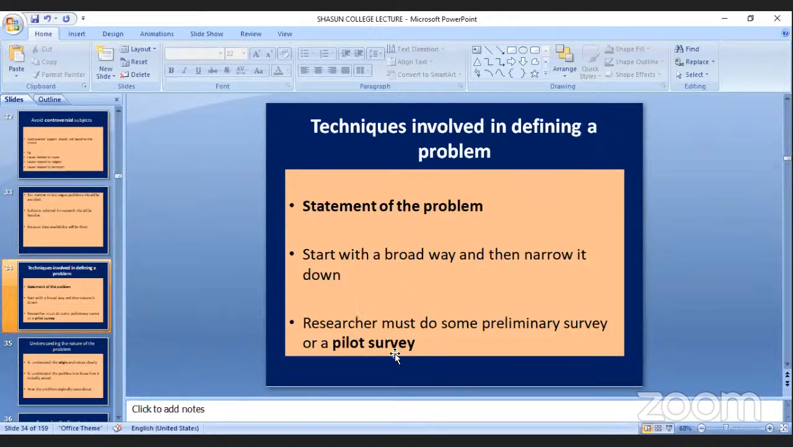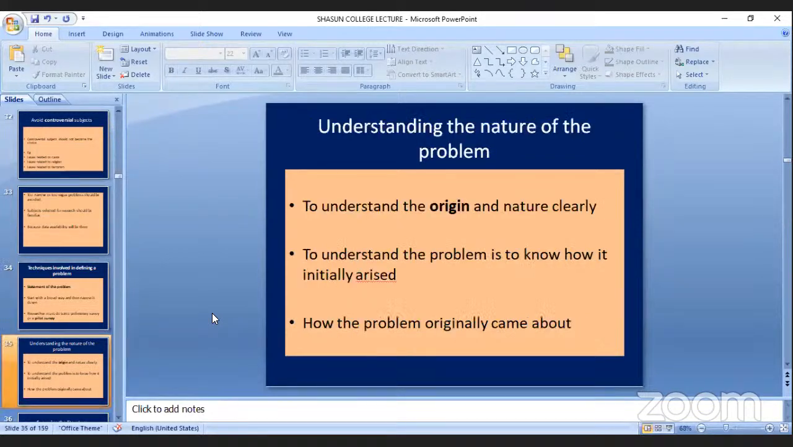You can also do a small pilot survey. So you want to study students' behavior in the class or something like that. You can just take a pilot survey from your own class, taking 25 students. Instead of taking 500 students, you can take 25 students and do a preliminary survey, and then you can go in for other surveys.